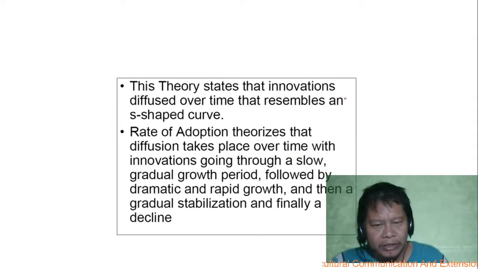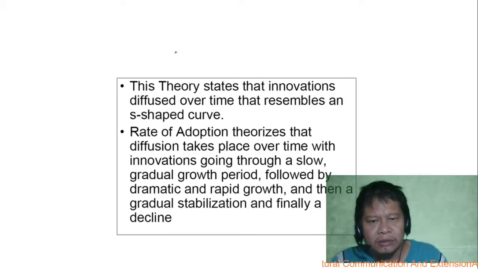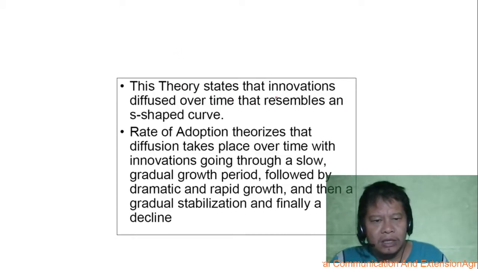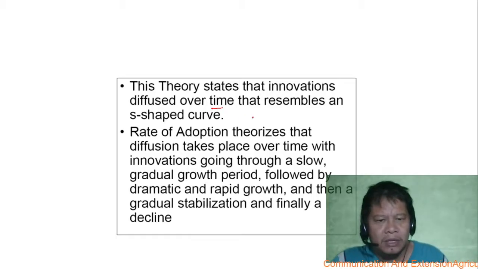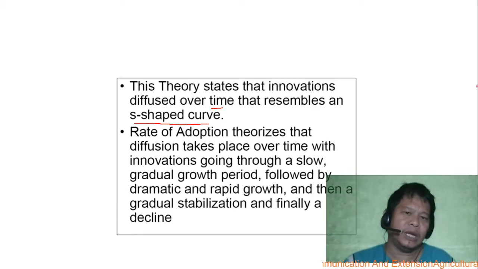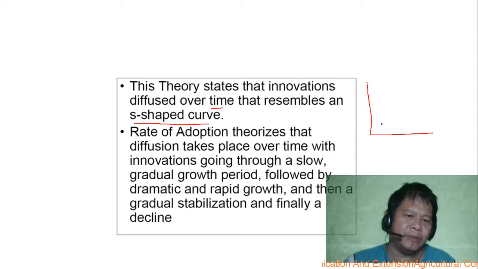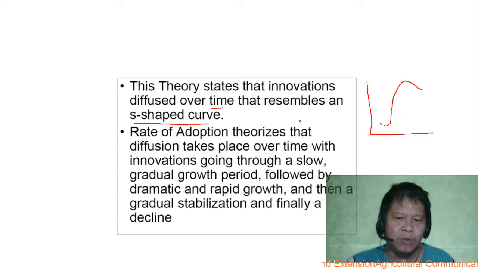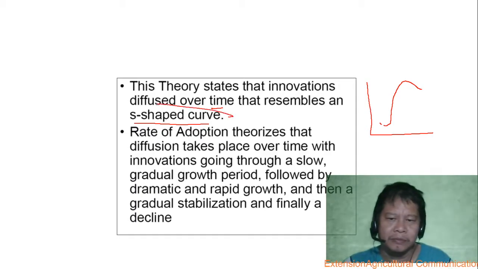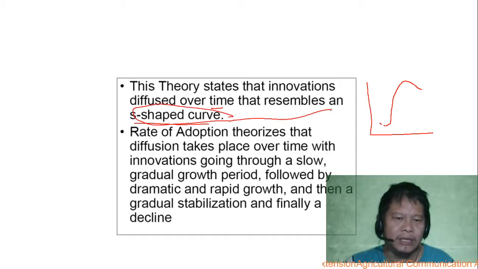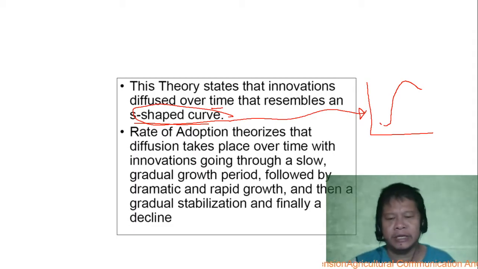Okay. The rate of adoption theory states that innovations diffuse over time in a way that resembles an S-shaped curve. So kung imong tan-awon ang curve sa innovation, parang ganun, S-shaped curve. So magkapaspas, magkahantod, wala na yung adapt. Yan ang S-shaped curve. Kung ato makita ang curve, tingnan natin later, okay?